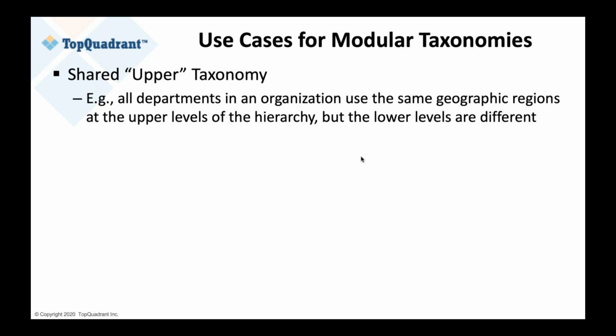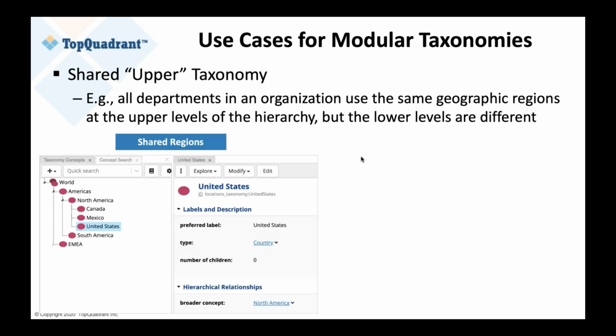For example, all departments in your organization may use the same region hierarchy at the upper levels, but then below the upper levels, they're different. For example, I have this shared regions where world is divided into Americas and EMEA, and under Americas we have North America, and then countries.